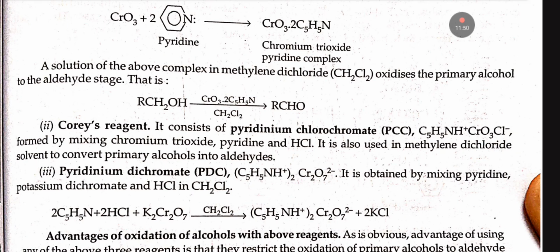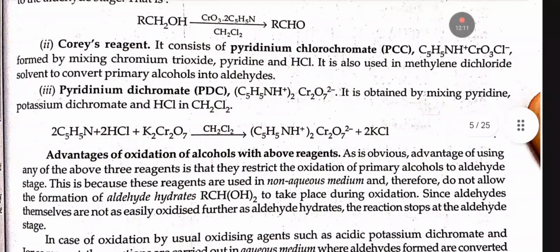Corey's reagent consists of pyridinium chlorochromate, formed by mixing chromium trioxide, pyridine and HCl. It is also used in methylene dichloride solvent to convert primary alcohol into aldehyde. Pyridinium dichromate is obtained by mixing pyridine, potassium dichromate and HCl in CH2Cl2.